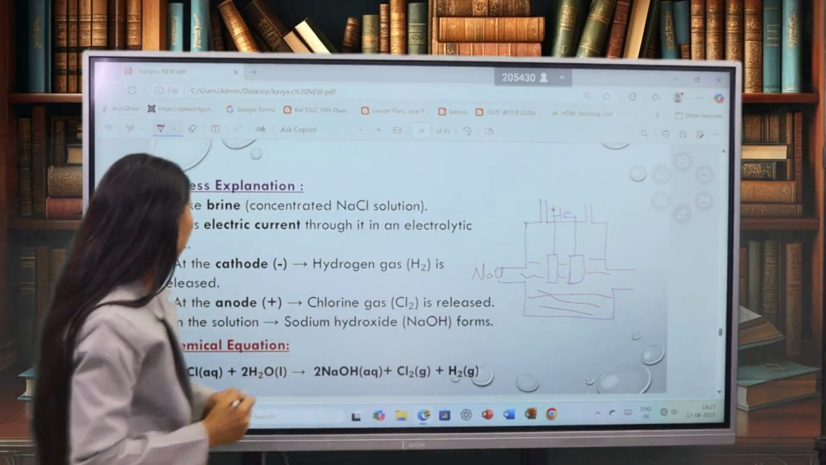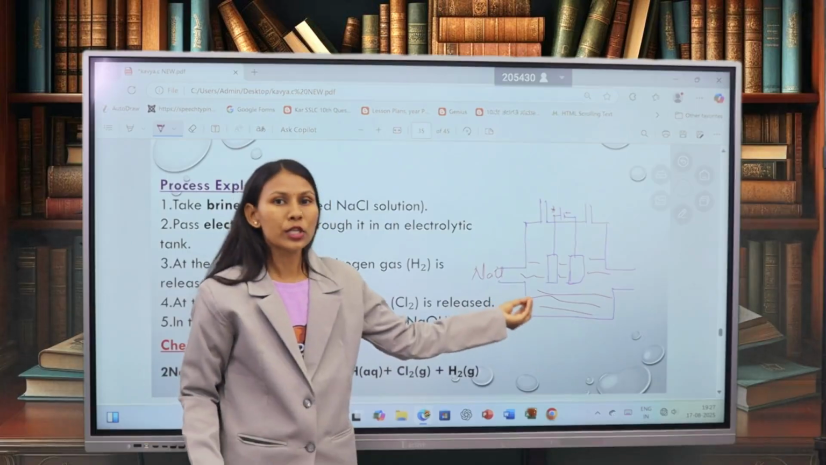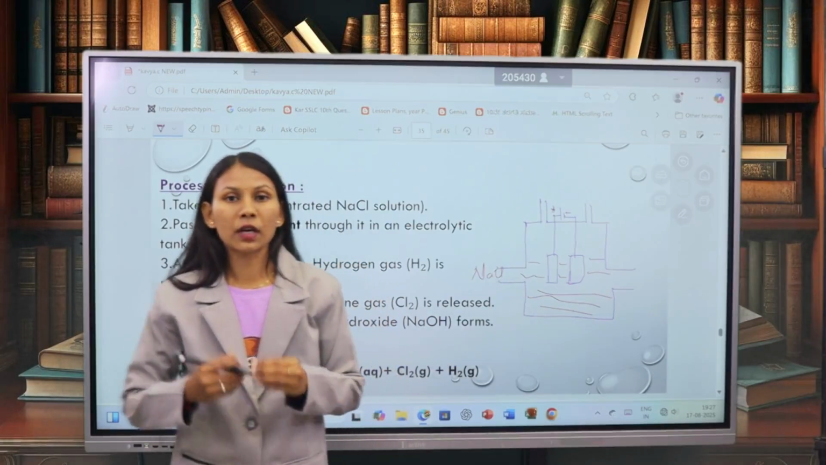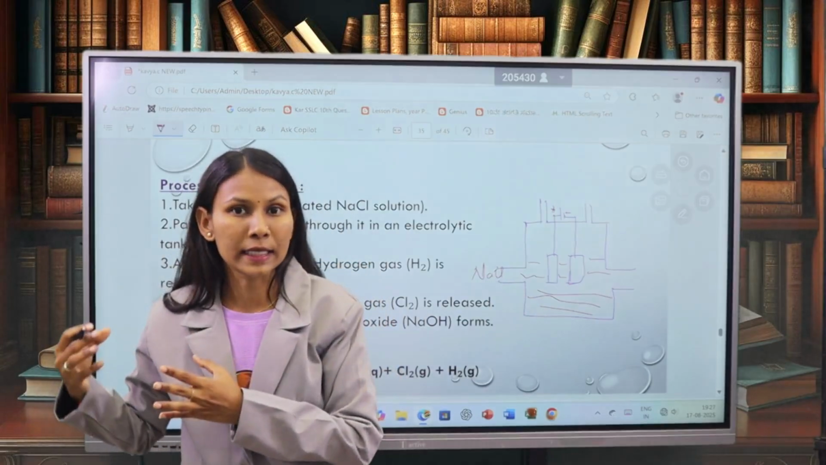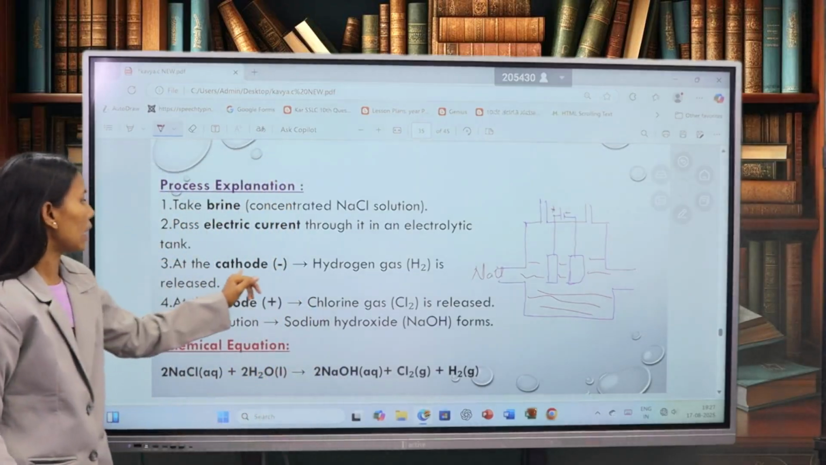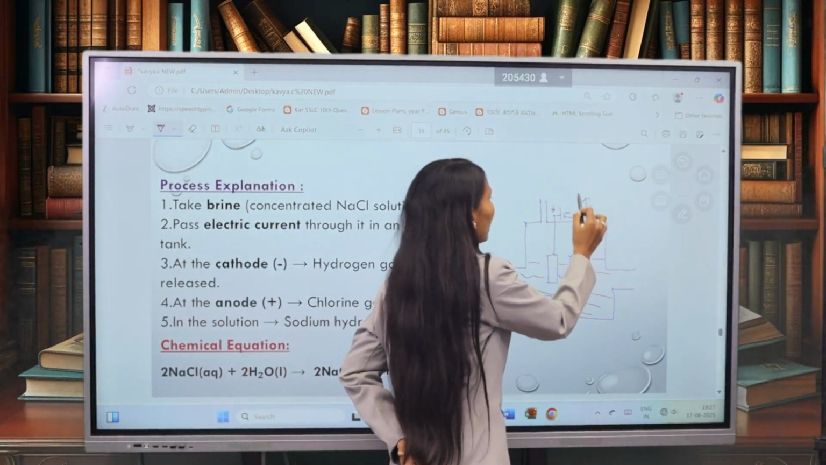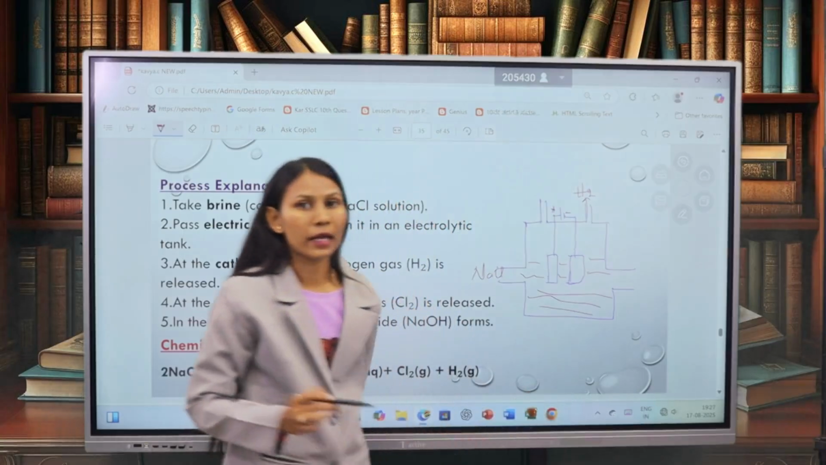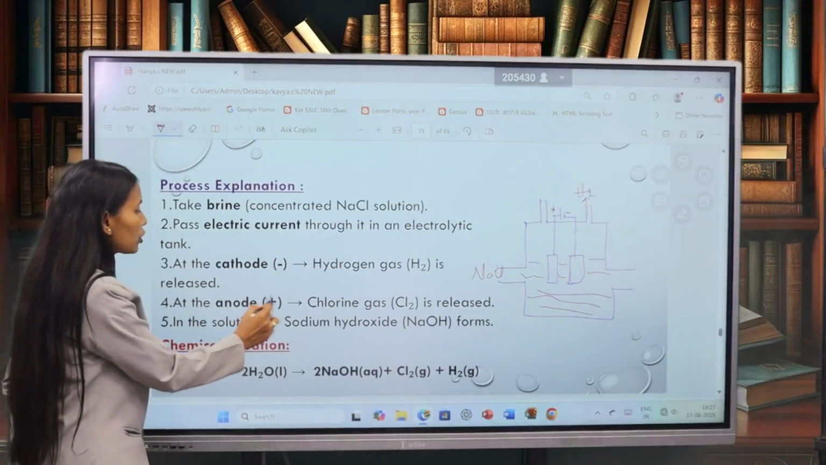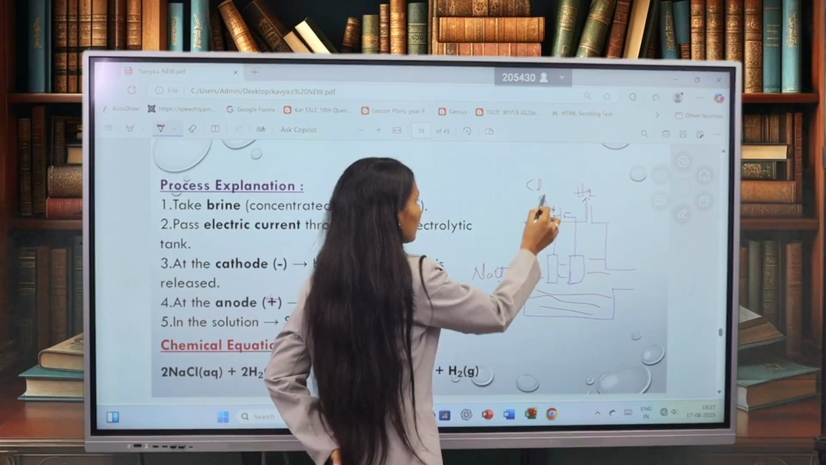What happens next? Once we pass electric current through this electrolytic tank which contains brine solution, the gases accumulate at the anode as well as the cathode. At the cathode, the negative side, hydrogen gas is released. Next, at the anode, the positive side, chlorine gas, that is Cl2, is released.